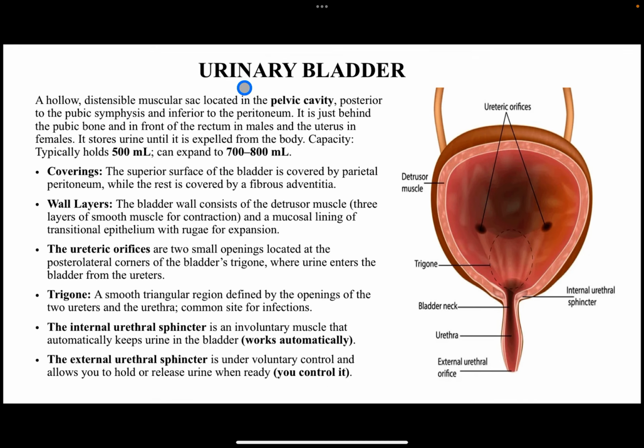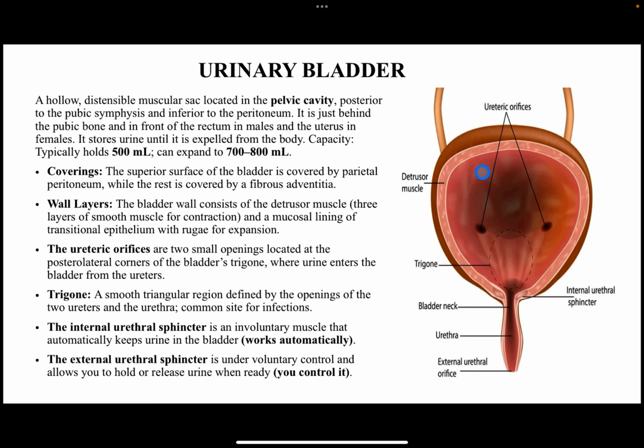Now let's do the urinary bladder, the last but one. The urinary bladder is a hollow, distensible muscular sac located in the pelvic cavity, posterior to the pubic symphysis and inferior to the peritoneum. It is just behind the pubic bone, in front of the rectum in males and the uterus in females. It stores urine until it is expelled from the body. It typically holds about 500 ml of urine and can expand to about 700 to 800 ml. So this is what we call the urinary bladder.